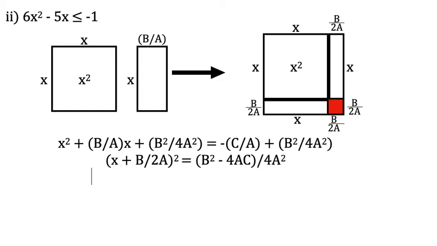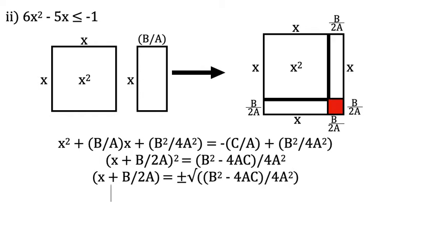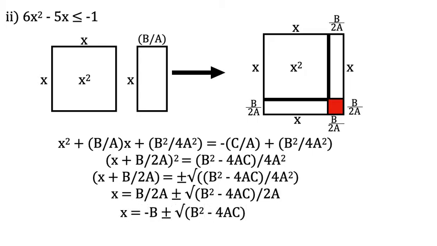Taking the square root of both sides, we would get x plus b over 2a is equal to plus or minus the square root of b squared minus 4ac divided by 4a squared. Getting rid of the b over 2a from the left-hand side, we would get x equals negative b over 2a plus or minus the square root of b squared minus 4ac all over 2a. Since the two terms on the right-hand side have the same denominator, we can put them under the same denominator, such that we would get x equals negative b plus or minus the square root of b squared minus 4ac all over 2a. This shows us that completing the square gives us the solution to the quadratic equation.